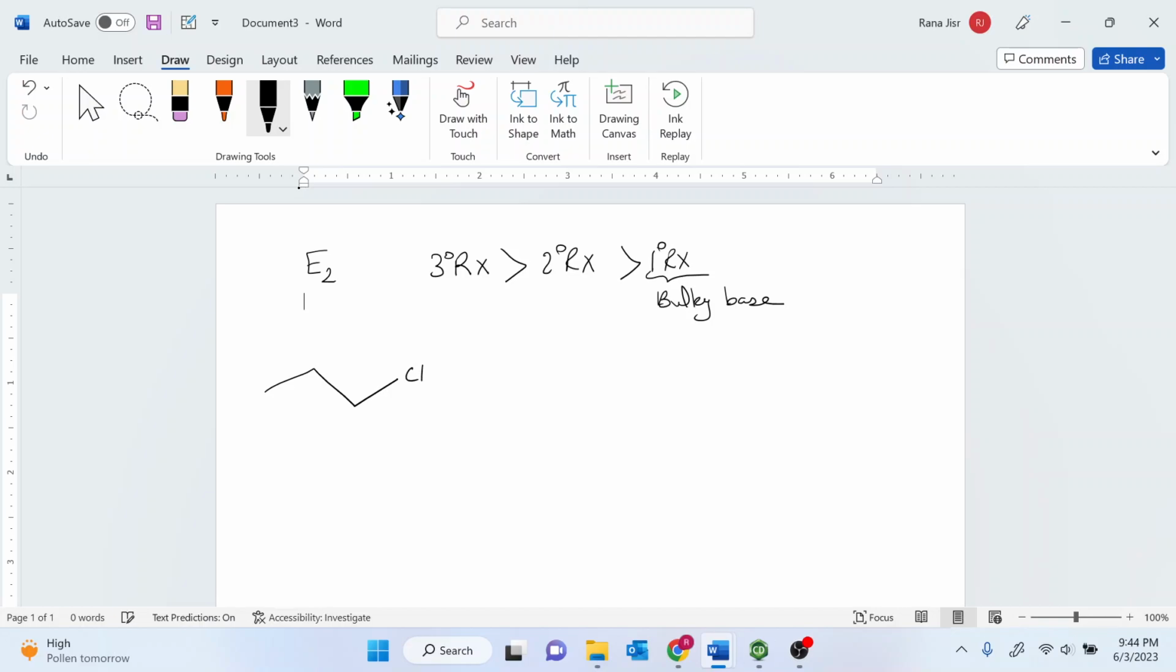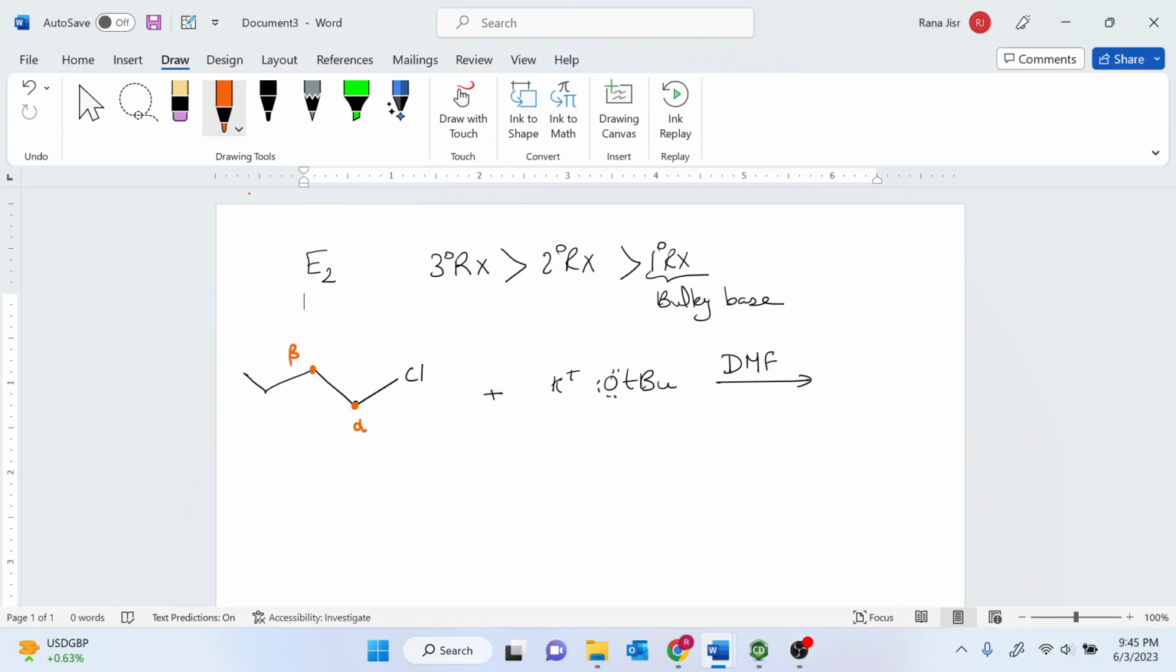So if we have this primary alkyl halide in there, and we are reacting this with potassium tertiary butoxide in the presence of a polar protic or aprotic solvent. It honestly doesn't matter here. This is a polar aprotic solvent. So the first thing that you do is you locate your alpha carbon and then your beta carbon in there.